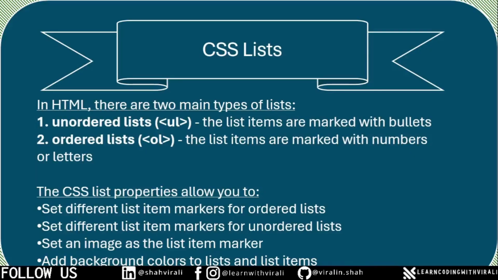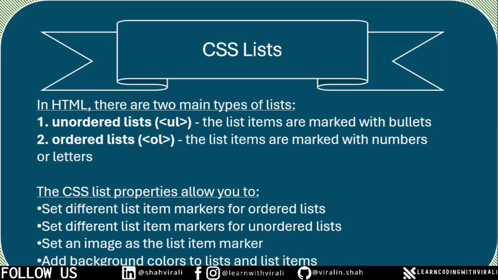In episode 15 of the Introduction to CSS Beginner Series, we'll be understanding how to style lists in CSS. So let's get started. In HTML, there are two main types of lists, ordered lists and unordered lists.